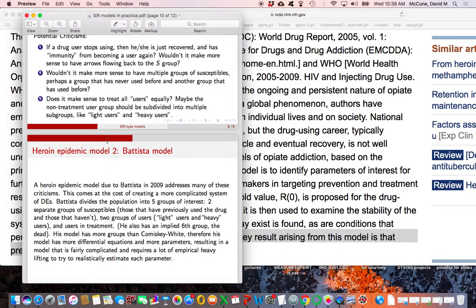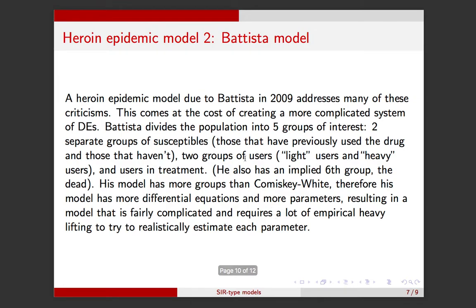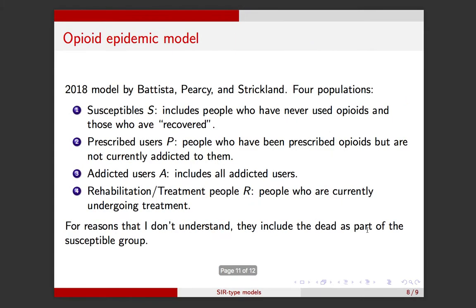Okay, so let me show you one more. Yeah, so here I just say what all the classes are. His model has more groups than Comiskey-White, so that comes at a cost, right? Oh, and in particular, a lot of empirical heavy lifting to estimate each of those parameters.